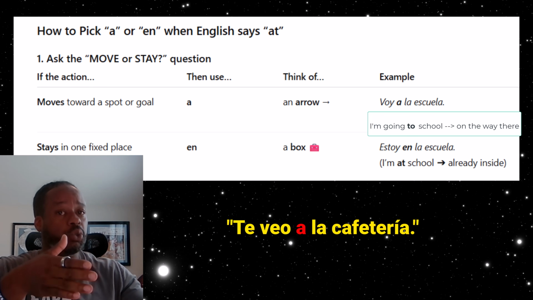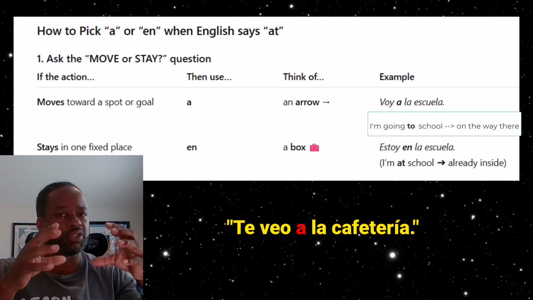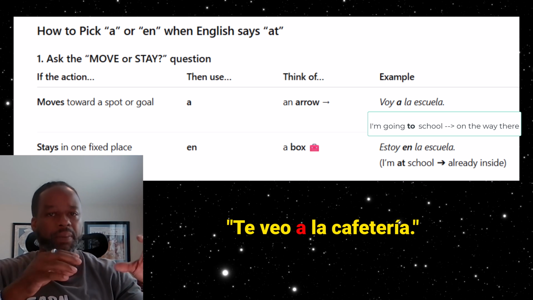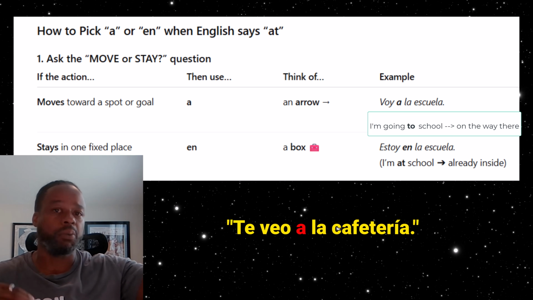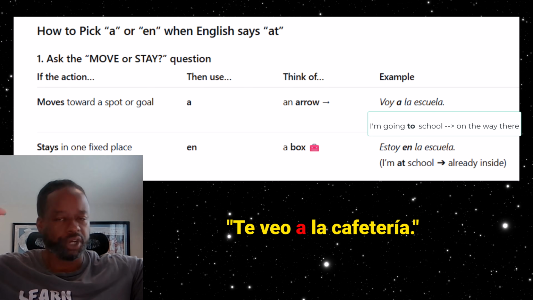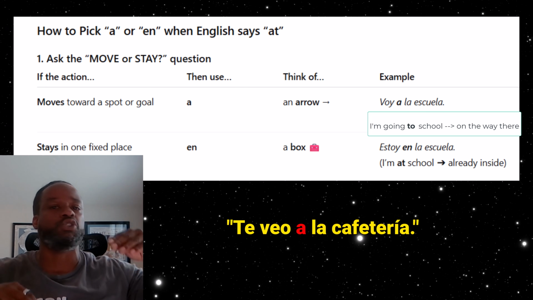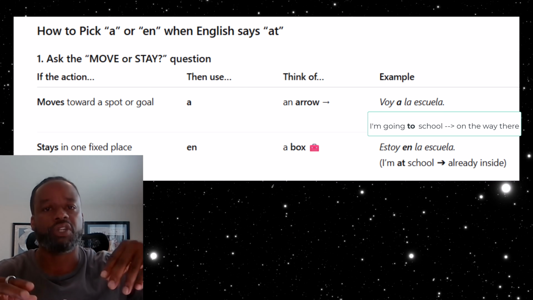I will see you at the cafeteria, right? The verb, that's our first verb. Te veo a la cafetería. I will see you at the cafeteria, or I will see you in the cafeteria. Whichever way, tomato, tomato. But the concept is you've got to go to the cafeteria to see the person.